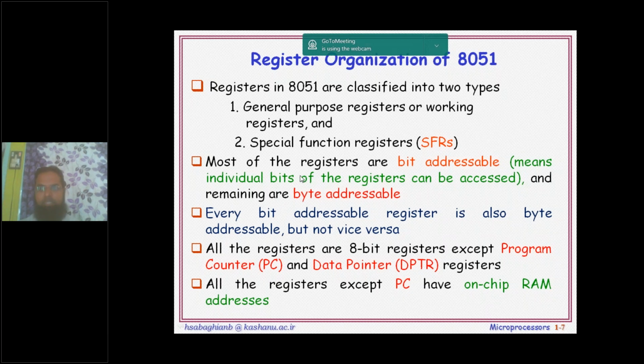As I said, most of the registers are bit addressable, which means individual bits can be accessed, and the remaining are byte addressable. All the registers in 8051 are 8-bit registers except 2 registers. And what are these 2 registers? Program counter as well as data pointer. These are the 2 registers which are 16-bit, and all the remaining registers are 8-bit registers. And all the registers have an on-chip RAM address except one register, that is the program counter. These are all the important points related to the registers.